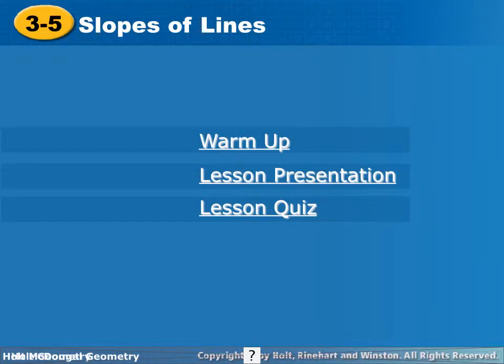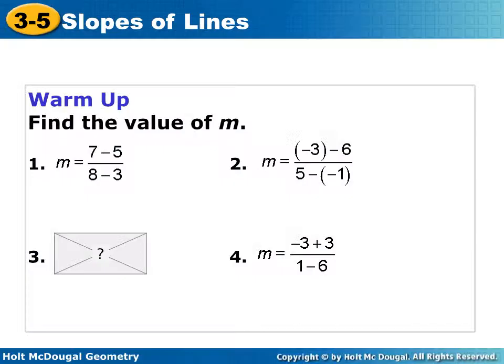Okay, this is Geometry, Lesson 3, Part 5. We're going to take a time travel back and look at slopes of lines. Let's do the warm-up. Find the value of m. Remember from geometry, m is the letter that we use for the slope of a line.